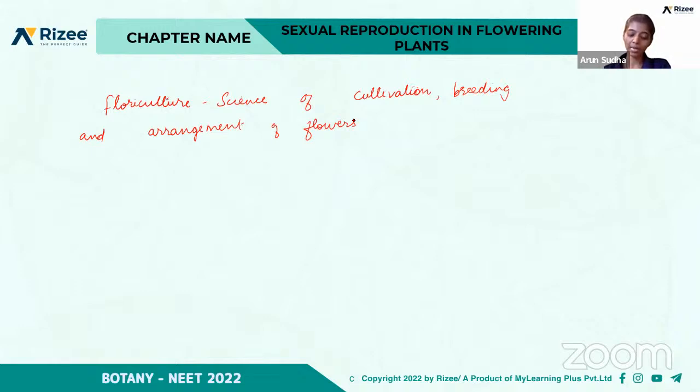Then the next question. Anther is generally monosporangiate, bisporangiate, tetrasporangiate, or trisporangiate. Yeah, they are tetrasporangiate, right?